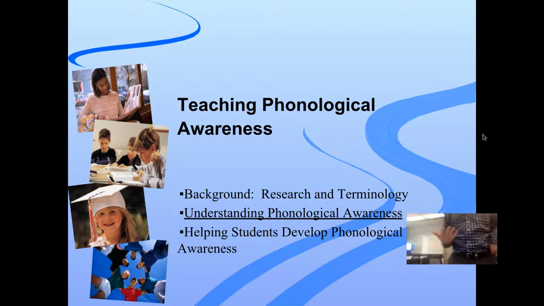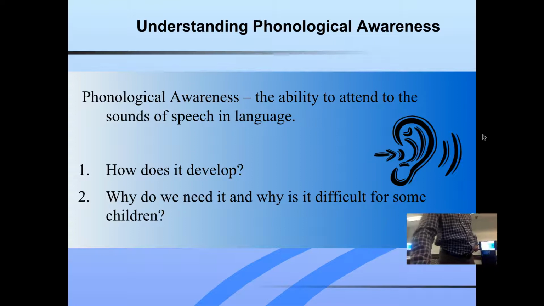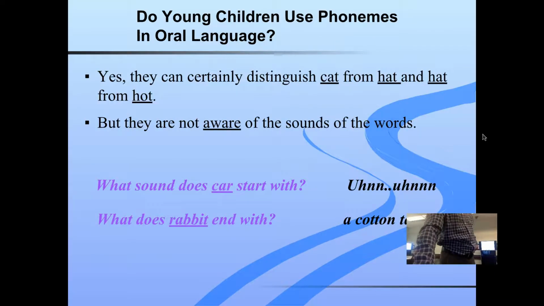So how do we teach all this stuff? Well, what can we do? Young kids can tell you whether a word is different. If I were to ask my 3-year-old, cat, hat, and hot, are those the same words? Or which word sounds different? Cat, hat, or hot? They'll tell me hot sounds different, but they won't know why.